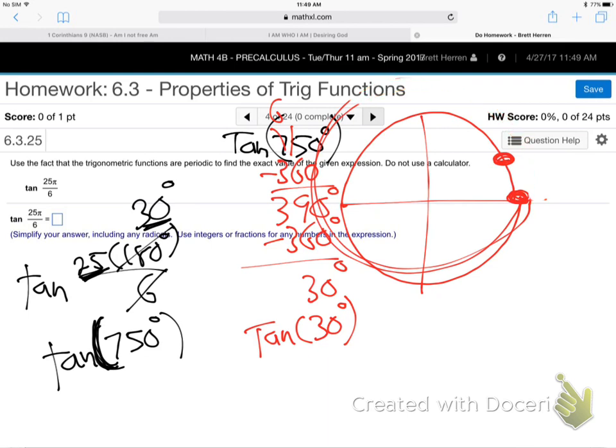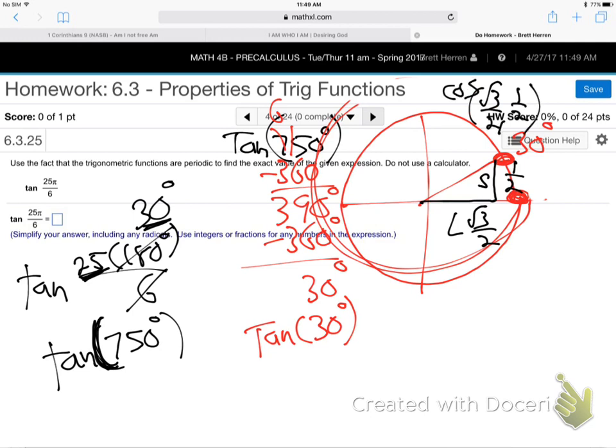So at 30 degrees, let's find the tangent of 30. How do we find the tangent of 30? Over and up. It's over a large amount, up a small amount. It's over root 3 over 2, up a half. Cosine is the x, sine is the y, right? Am I racing ahead too fast? So cosine is the x, sine is the y.